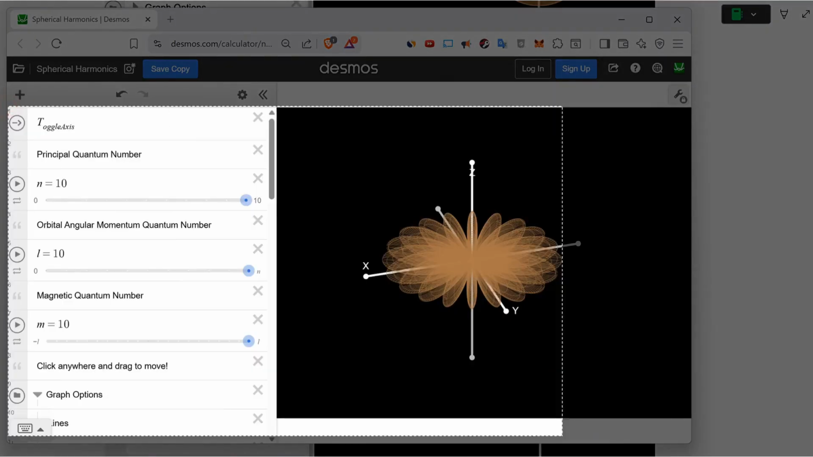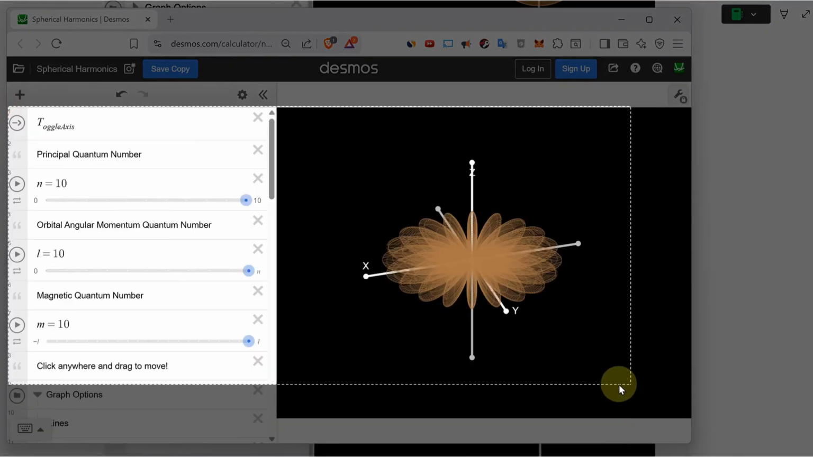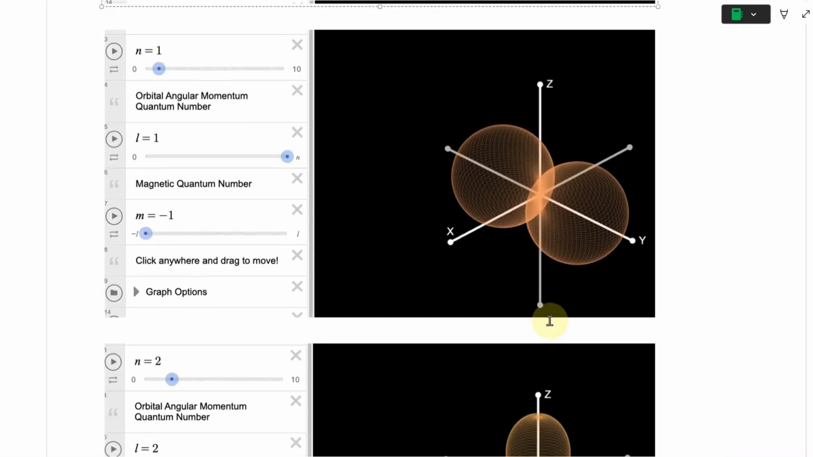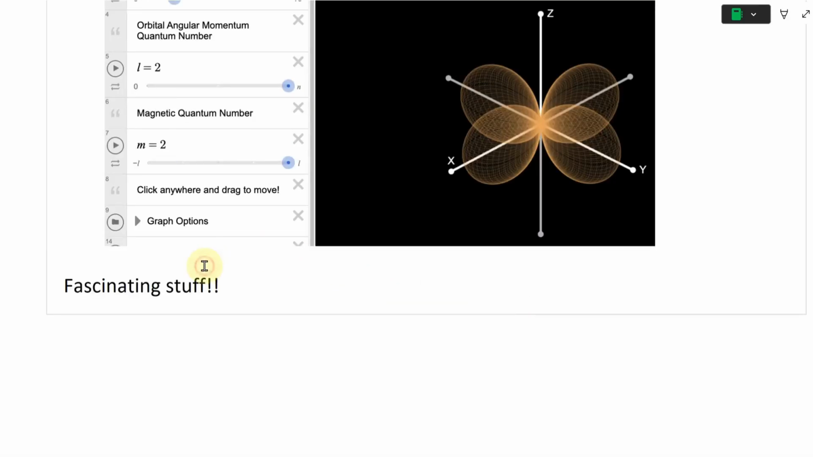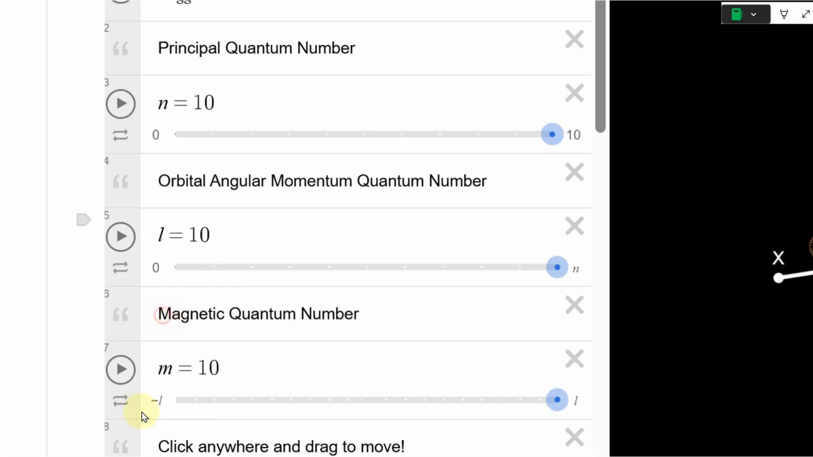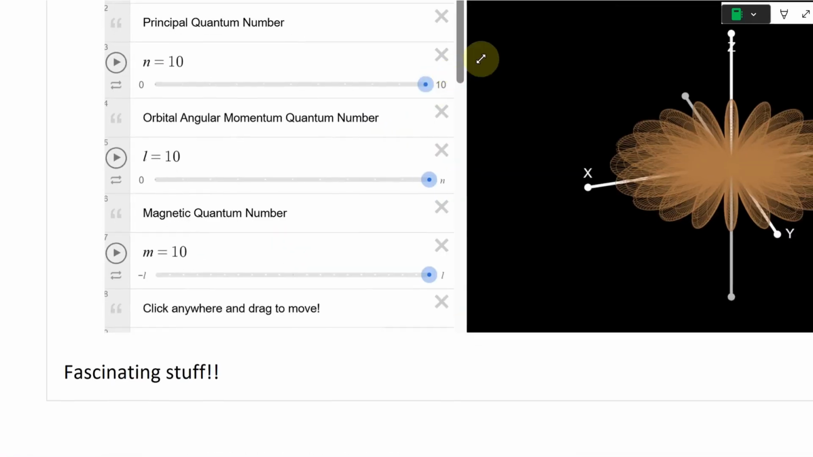Alrighty, so I'm going to add this to it. That's basically putting a whole bunch of stuff together and seeing what happens. So that is that, and now there is the maximum quantum number. Alright, so yes, absolutely fascinating stuff.